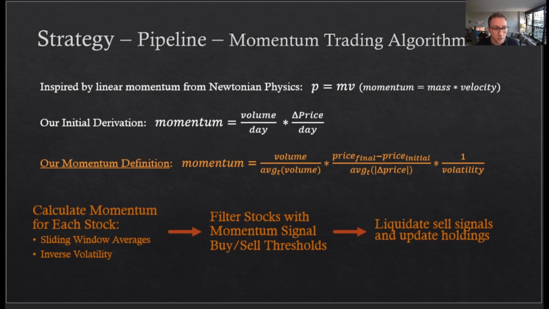Additionally, we multiplied this initial momentum derivation by the inverse of a stock's volatility, since in some sense momentum is the opposite of volatility, such that a momentum stock trends in one direction, with its price steadily traveling up or down, unlike a volatile stock that more aggressively travels up and down, depending on how you look at it. And therefore, multiplying our momentum by a stock's inverse volatility adds an additional measure of certainty to our momentum trading signal.